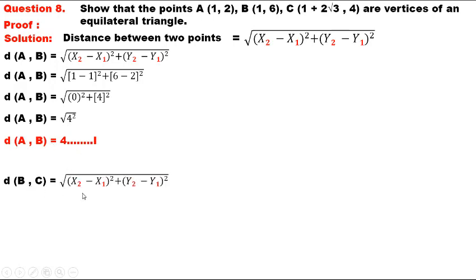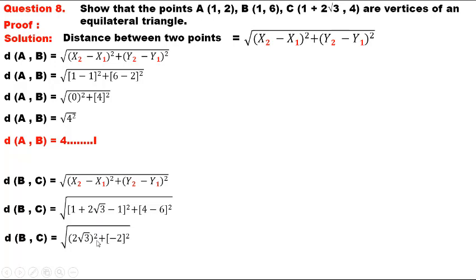Distance between B and C is equal to under root of (1 plus 2 root 3 minus 1) square plus (4 minus 6) square, which is under root of (2 root 3) square plus (minus 2) square, which is equal to under root of 12 plus 4. Distance between B and C is equal to under root of 16, which is equal to 4.